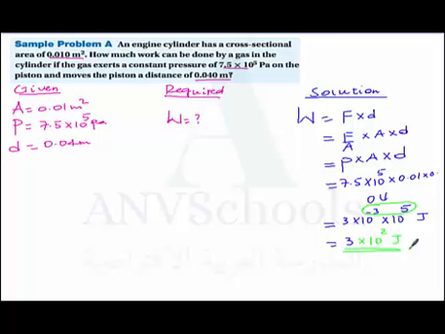By the way, let me show you where this unit comes from. Pascal means Newton per meter square, multiplied by the SI unit of area, meter square, multiplied by the SI unit of distance, meter. Now I will cancel out meter square by meter square, and finally I will have Newton multiplied by meter. So Newton multiplied by meter is joule, which is the SI unit of work.